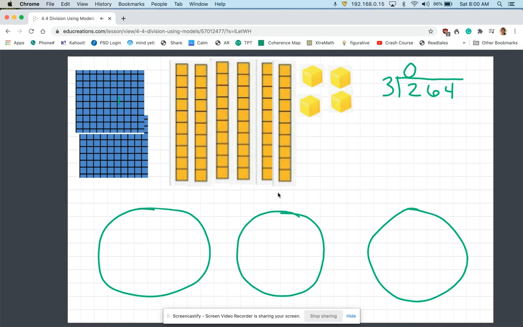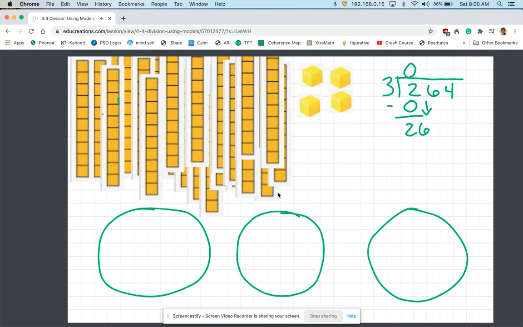So I'm going to put a 0. 0 times 3 is 0. I'm going to subtract. I'm going to bring down the 6. Okay, now I've got 26. All right, but that means I need to break up my hundreds so that I only have groups of 10. I'm going to have 26 groups of 10 now to pass out. Okay, whew, we're just going to cross our fingers and hope I counted right when I did that.